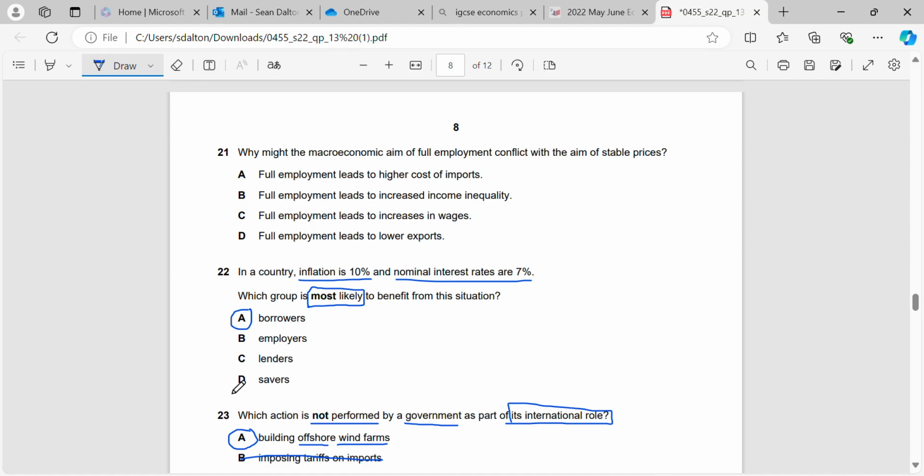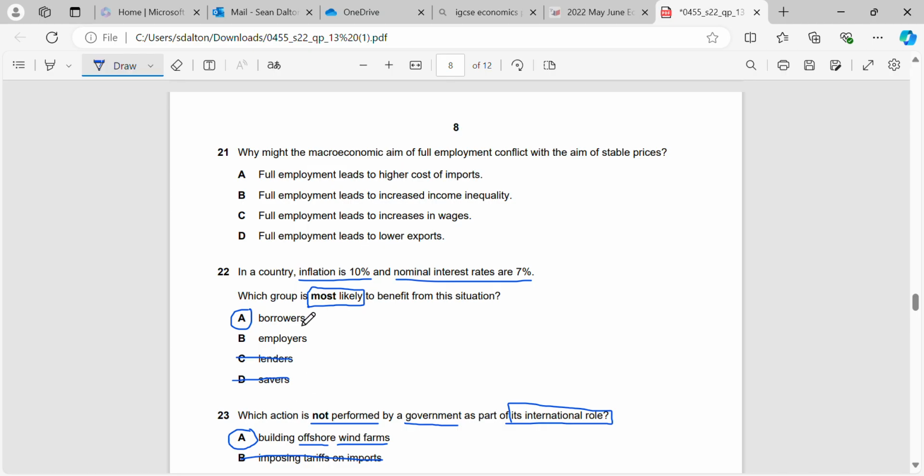So why will the savers lose out? They're keeping their money in a bank, so they're getting 7% as a payment from the bank every year, but the price of goods and services has gone up by 10%, so they're actually still losing 3% a year. And that's the same for the lenders.